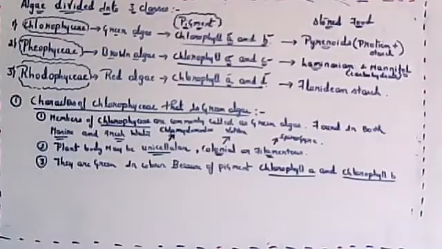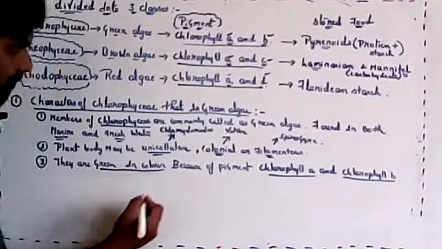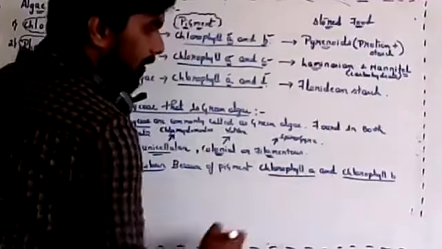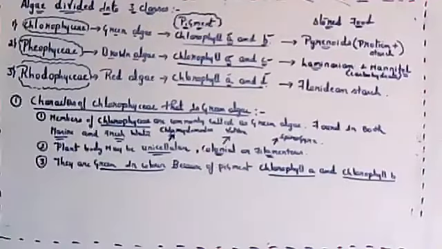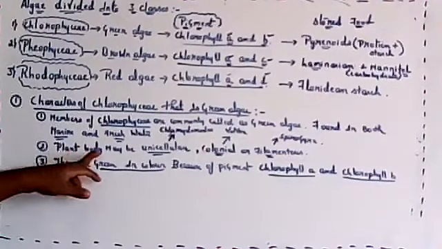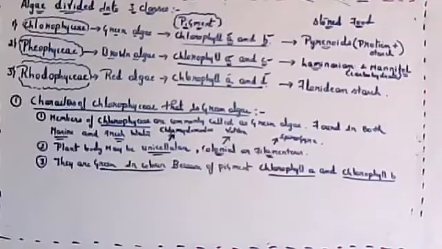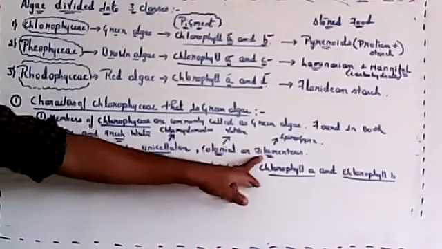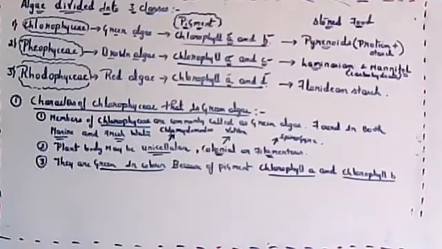Green algae are green in color because of pigment chlorophyll A and chlorophyll B. Chlorophyll A and B is also present in higher plants. All the plants have chlorophyll A and B, and because of that they are green in color. The plant body may be unicellular, colonial, filamentous. Chlamydomonas, Volvox, and Spirogyra all belong to green algae.